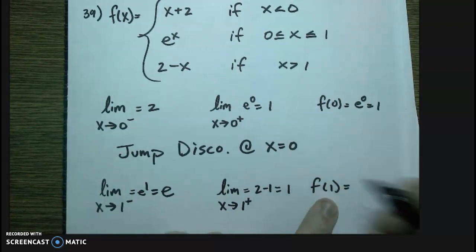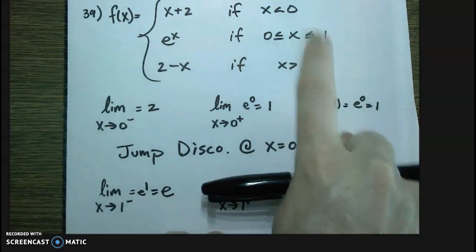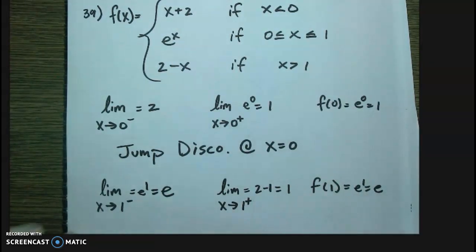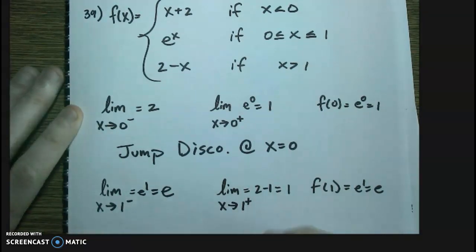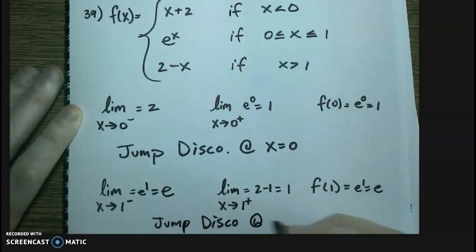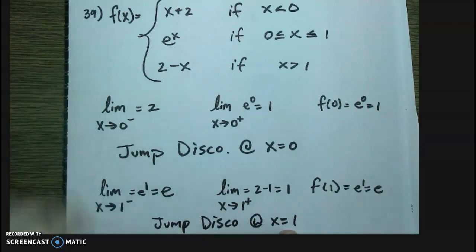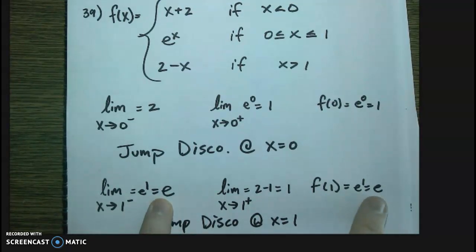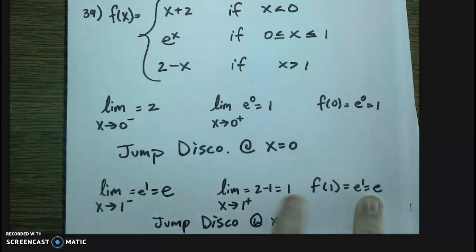And if I plug in 1, I want to plug it in where it says equal to, which would be this e to the x. So e to the 1 equals e. So what we see is, since the left side and the right side limit do not agree, there is a jump discontinuity at x equals 1. If I asked you, is it continuous on the left? You would say yes, because the left-hand limit equals the function value. If I ask, is it continuous on the right? You would say no, because the right-hand limit does not equal the function value.